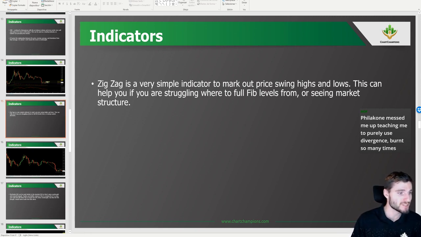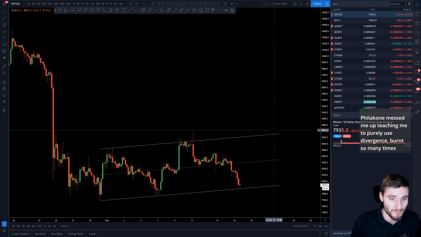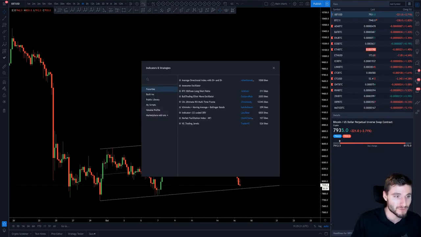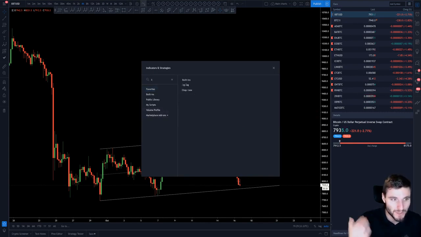Okay. So the zigzag indicator is another one for newer traders. I'm not using this on the daily, but it's going to be very useful for you if you are stuck with what's the swing high and what's the swing low.